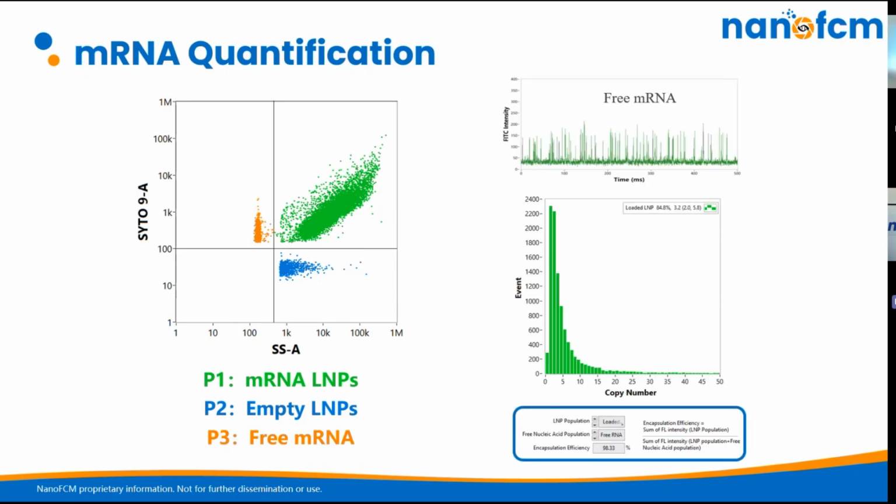Using the brightness of the free mRNA, we can calculate the relative brightness of each particle and arrive at an approximated copy number. In this instance, it's 3.2 copies of mRNA per LNP, with an encapsulation efficiency of 98.33%.